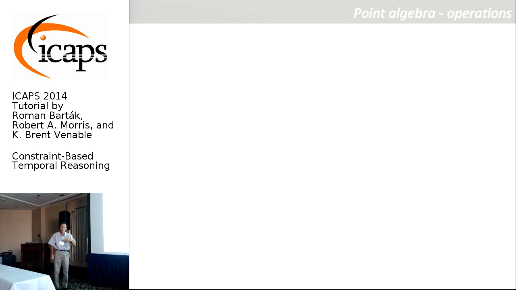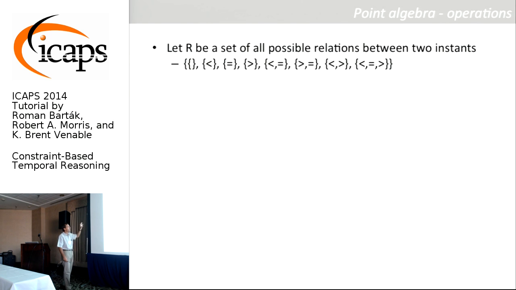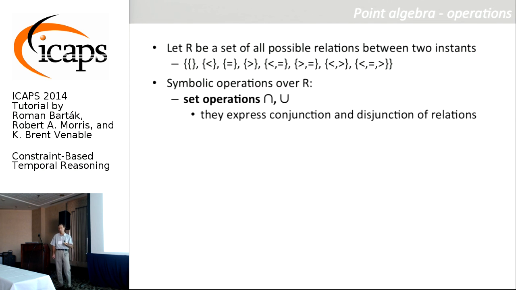We need to define operations between these relations. So these are the primitive relations, and now we can combine them, right? As we represent them as sets, we can use set operations, but basically these set operations describe logical operations like conjunction and disjunction. Right?